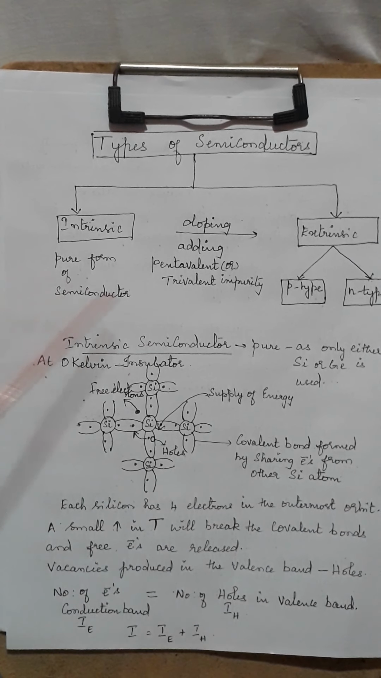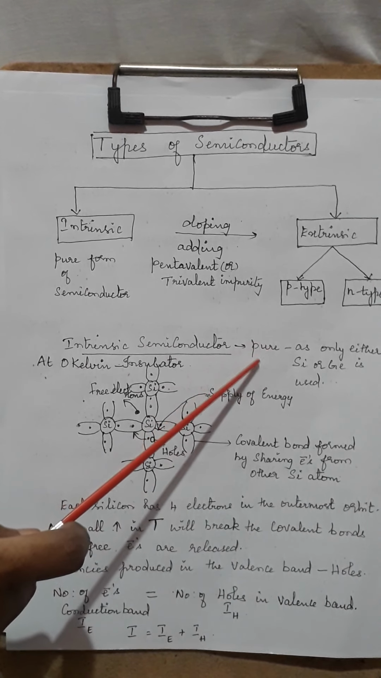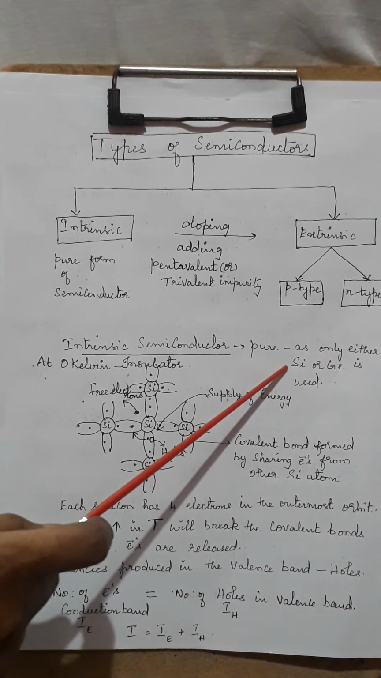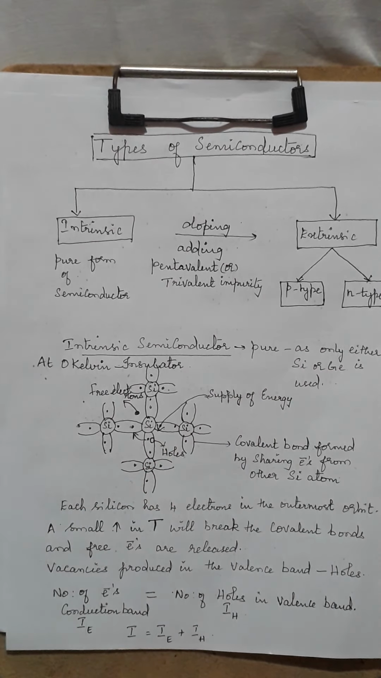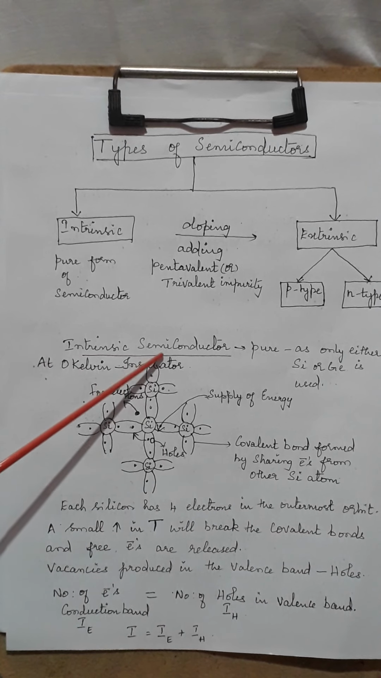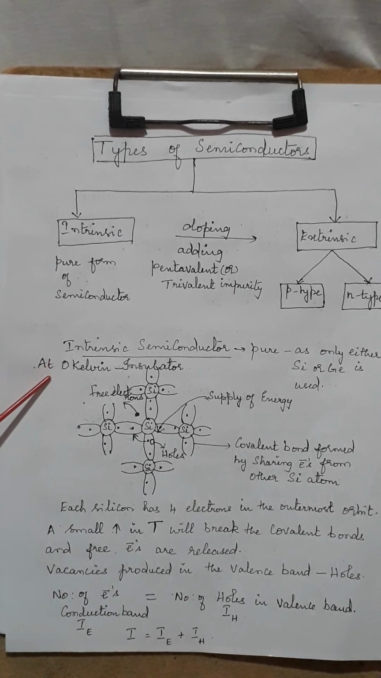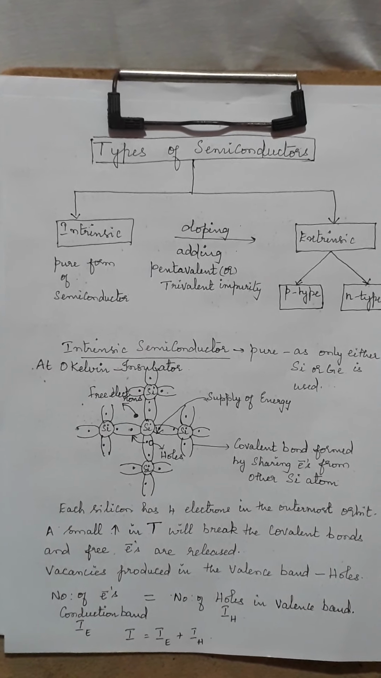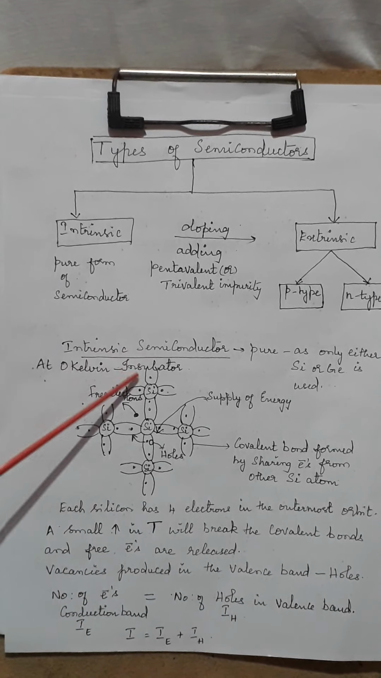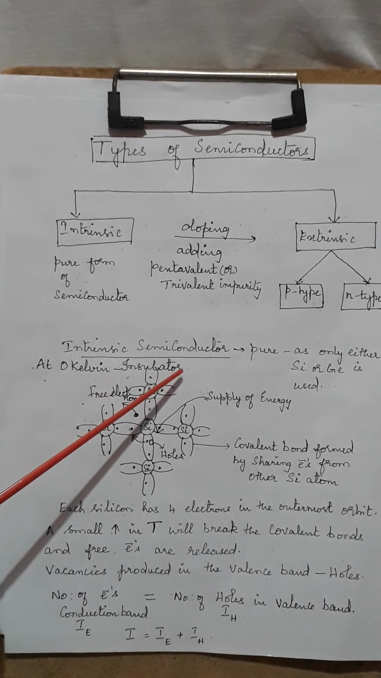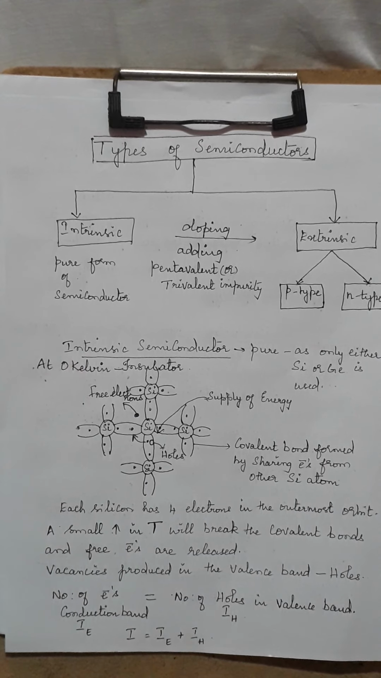As it is said, it is the pure form. What's the meaning of pure form? It will consist either only of silicon or germanium in it. So basically these materials at normal temperature, at room temperature, are only insulators. What's the meaning of that? They cannot conduct. The electrons cannot move from the valence band to the conduction band at normal temperature, at 0 Kelvin.